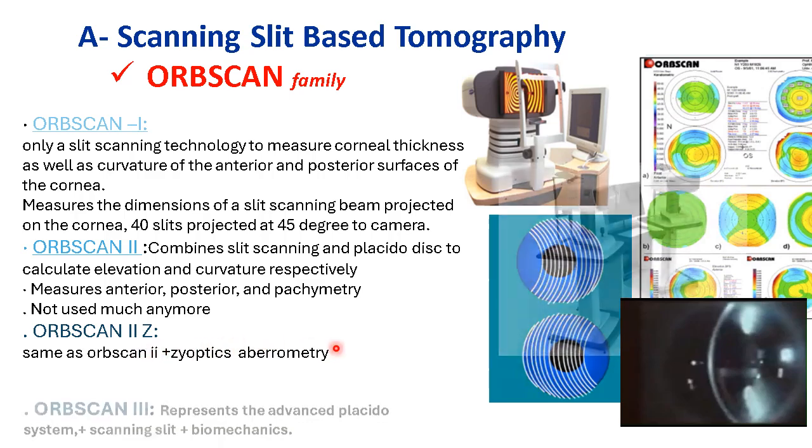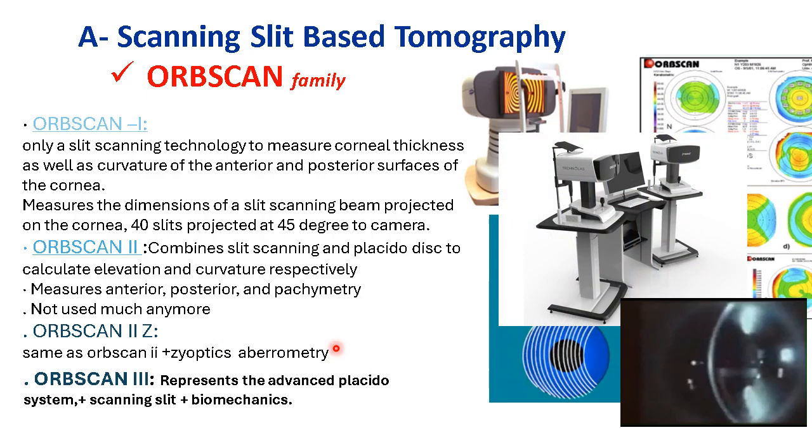So they made the Orbiscan 2Z, and it was useful to integrate the aberrometer along with the Orbiscan for customized ablations during LASIK. Now the current generation available is the Orbiscan 3, which represents the third generation of the topographies, and it incorporates an advanced Placido disc system along with the scanning slit and even biomechanics. They include the biomechanics study along with this topography.